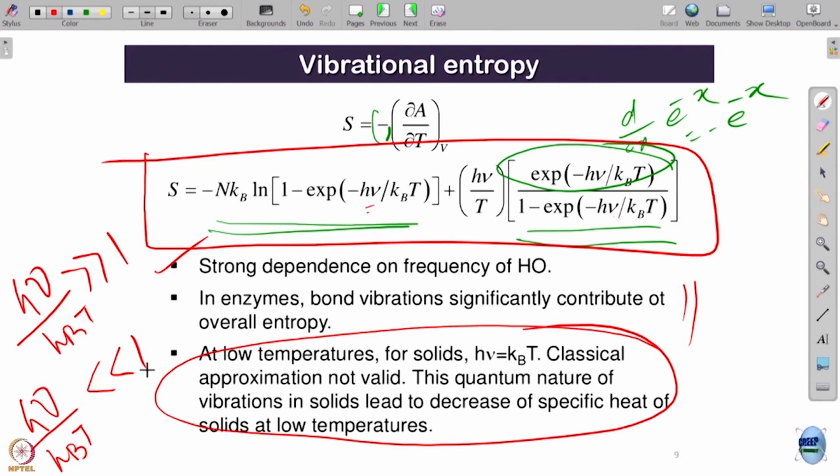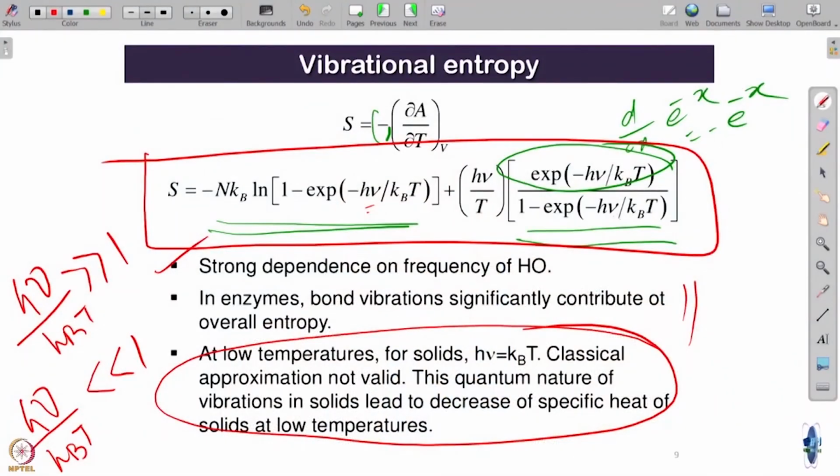In water, in many cases, they are 10 centimeter inverse, 20 centimeter inverse, and in solids, less than 10 centimeter inverse modes are there, and they play a very important role. Amazingly, nobody thought that they would play such an important role, but they do, and I'll come to that in a minute.